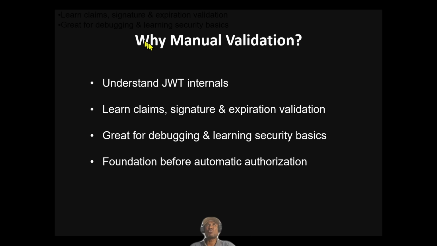In this video, why are we going to perform manual validation? Manual validation helps you to explore JWTs, understand claims, signature check, and expiration. Super useful for learning and debugging. And it's a great foundation before we move to automatic authorization. In real industry practice, we always perform automatic authorization only.